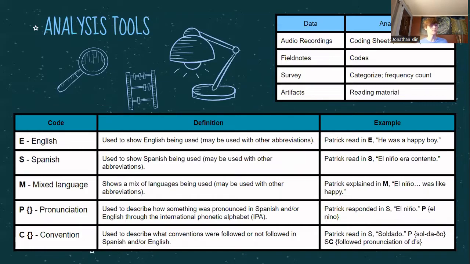Moving on to pronunciation and convention. I use pronunciation whenever I have to describe how a student pronounced something, and I use brackets to put that pronunciation in the International Phonetic Alphabet, so you can see exactly how they pronounced it. For convention, this is usually paired with E, S, or M, so you can see if the conventions were in English, in Spanish, or in both languages. In those brackets, I put the convention that was followed. For example, SC would be Spanish convention, and the convention followed would be the pronunciation of the letter D.